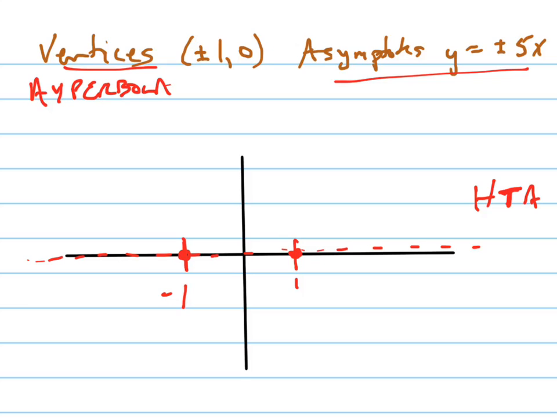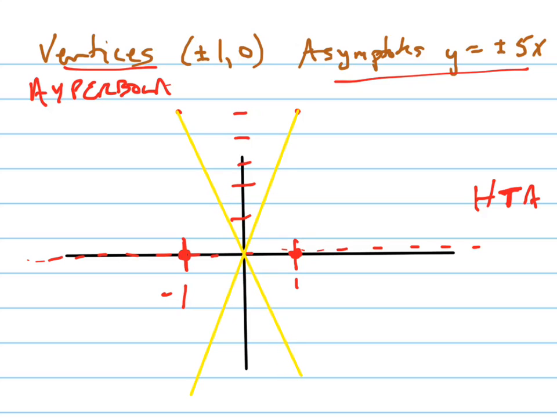Horizontal transverse axis, and then it says the asymptote is plus or minus 5x, which means I go up 5, rise over run, 1, 2, 3, 4, 5 over 1. That point right there, and this point right here. And let me draw those in, what that means. So that is going to be one of your asymptotes, and that is going to be one of your asymptotes.